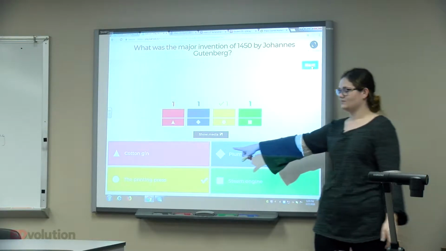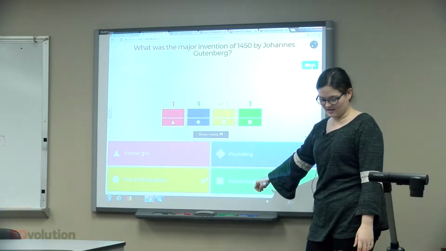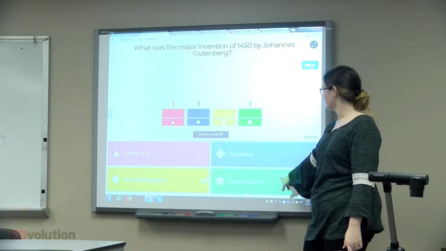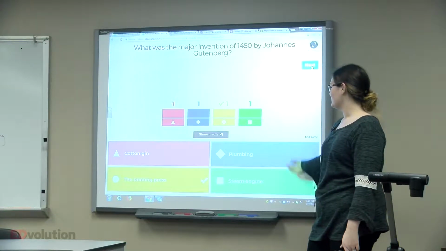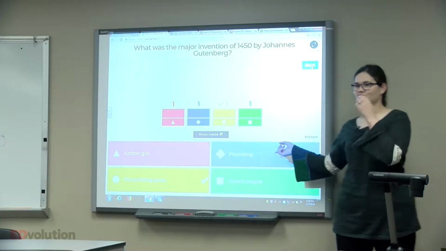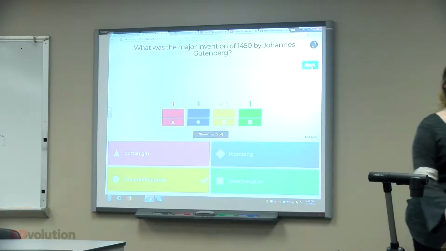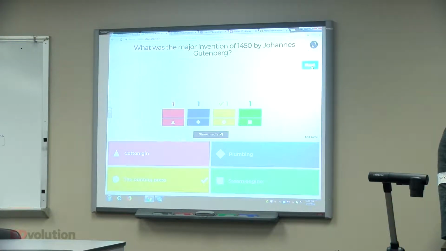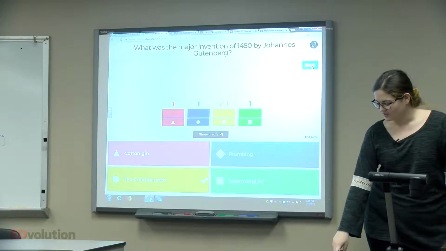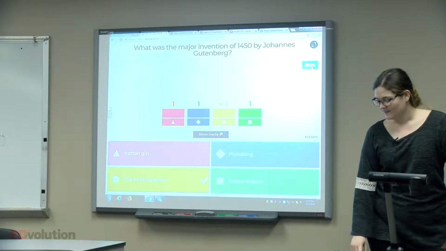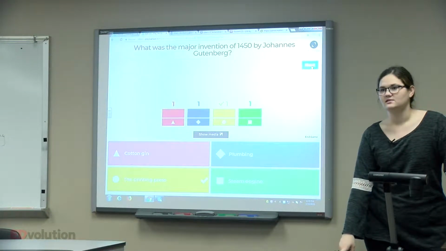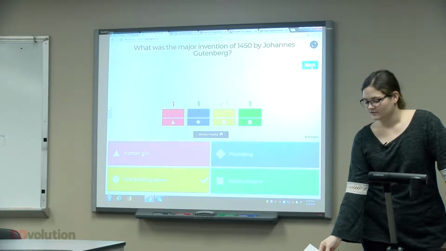Eli Whitney was the cotton gin, and then Thomas Savery was the steam engine, and then plumbing was just kind of my goofy answer that I threw in there. So there's that. Yeah, so Gutenberg was the printing press, Whitney, cotton gin, and I also had a question on the steam engine, so it would be beneficial to know that.